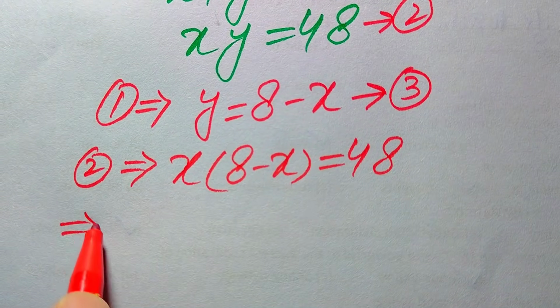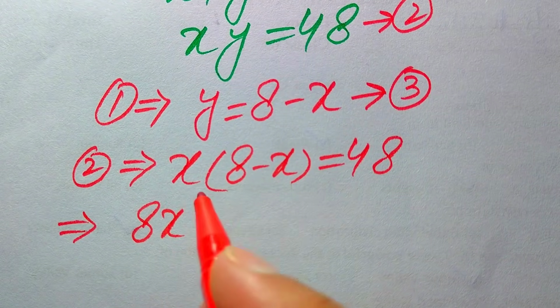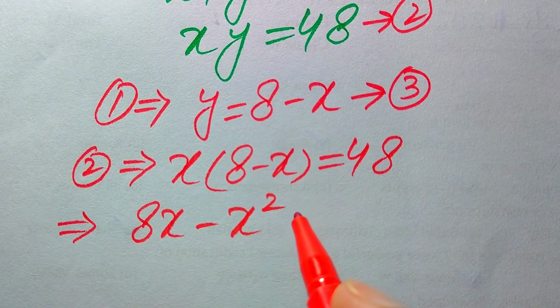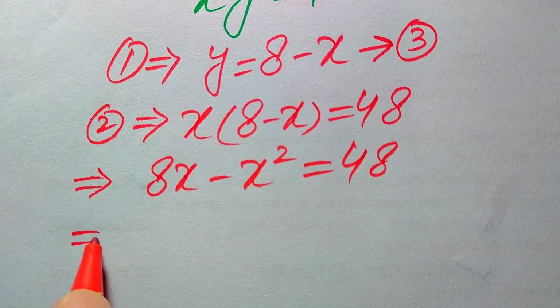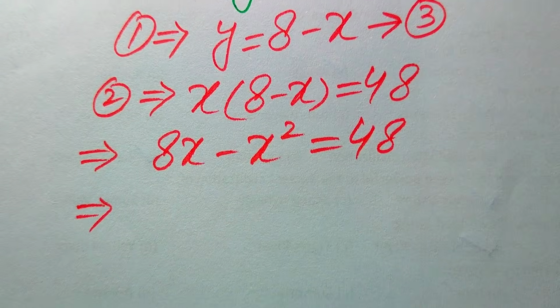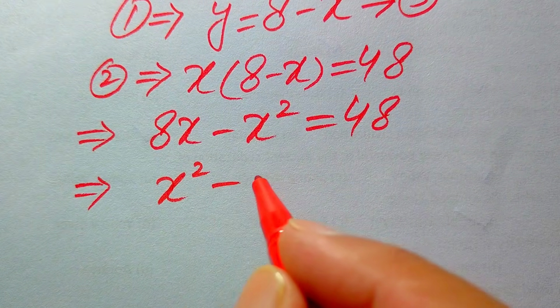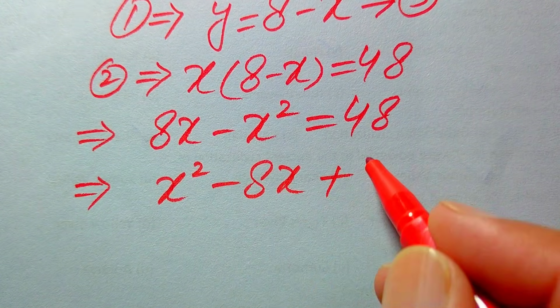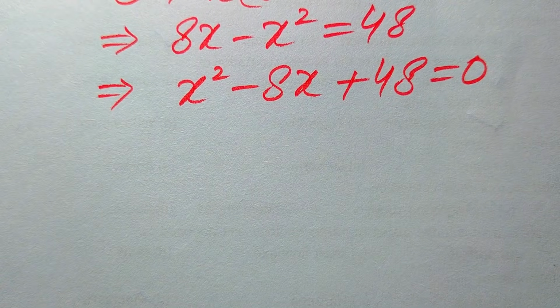And further, we multiply x on both of these two terms and we get x times 8 becomes 8x, and x times x becomes x squared, equals 48. And now here we need to write this equation in standard form, and for this we move both of these two terms to the right hand side, so minus x squared becomes plus x squared, plus 8x becomes minus 8x, and plus 48 equals 0. So after this little bit of simplification, we convert our given question into the quadratic form.